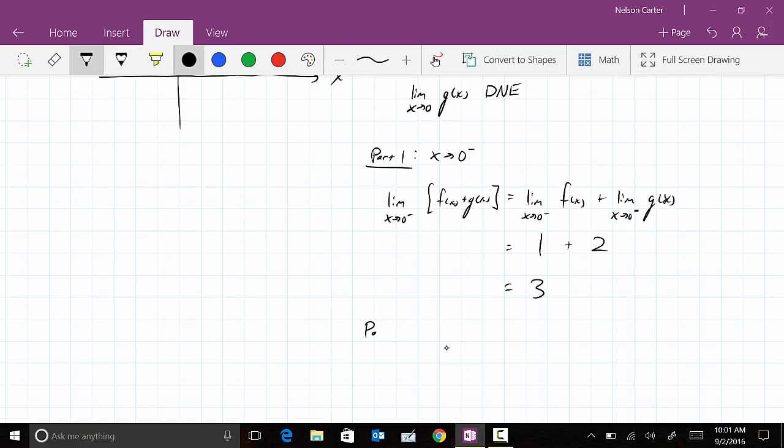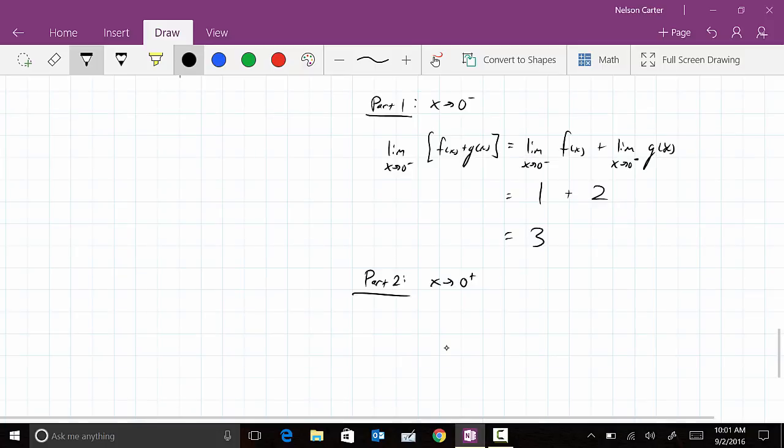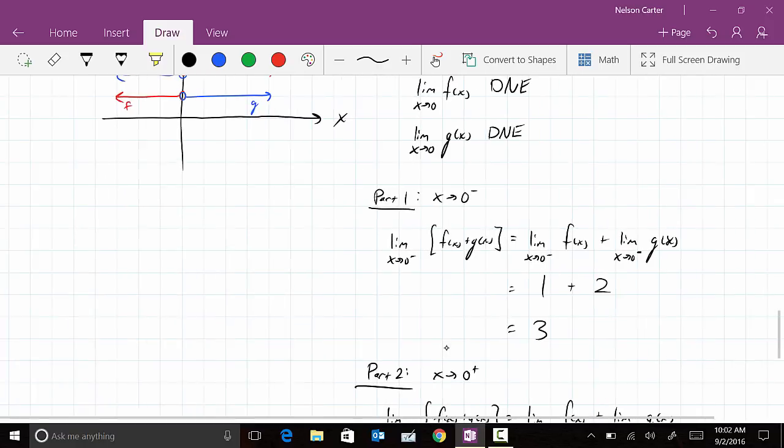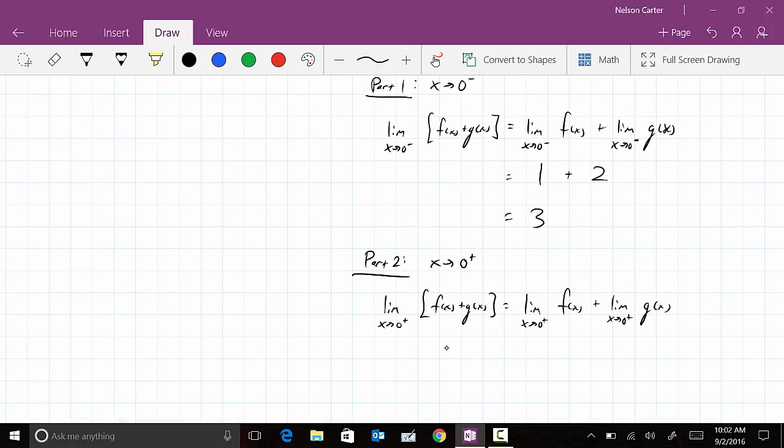Now for part 2, x is going to approach 0 from the right. So we're going to ask, what's the limit as x approaches 0 from the right of f of x plus g of x? Well, that's equal to the limit as x approaches 0 from the right of f of x plus the limit as x approaches 0 from the right of g of x. Remember, the only reason we did this is because we know that both of those limits exist. Because you can just look at the graph and tell. You know, you have to check that first.